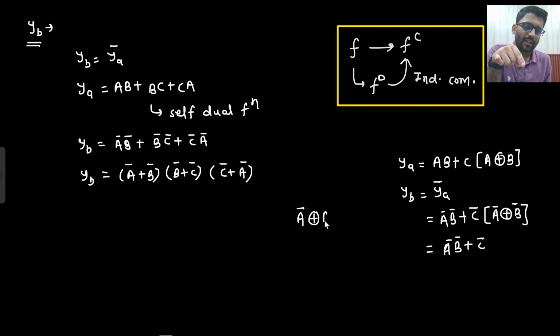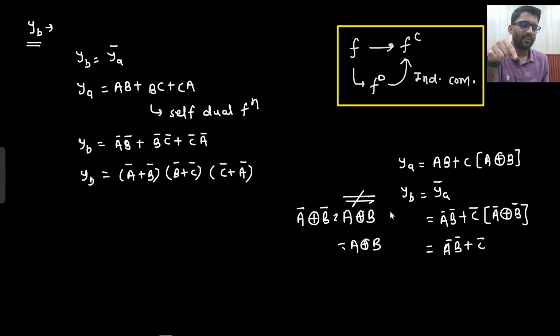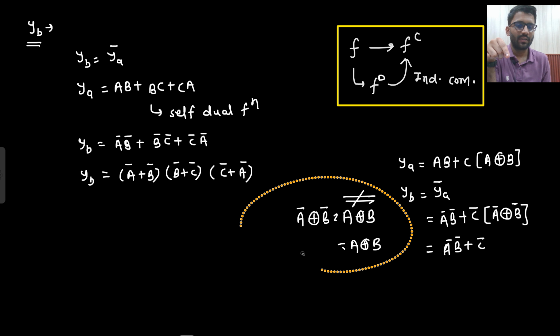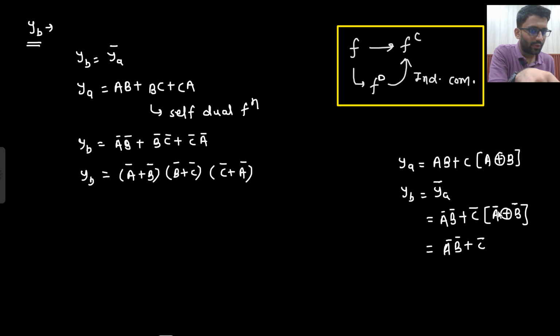A, this is how you can write: (A XOR B) bar. Then another bar is there, so this will get cancelled. So A XOR B you will get. So this will be A XOR B only. So individual component you need to take. I have seen people generally take the individual complement. So this will again be A XOR B only.